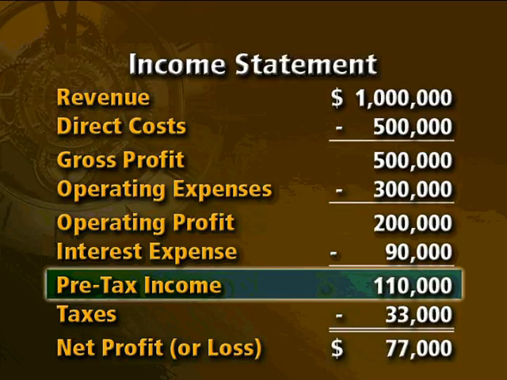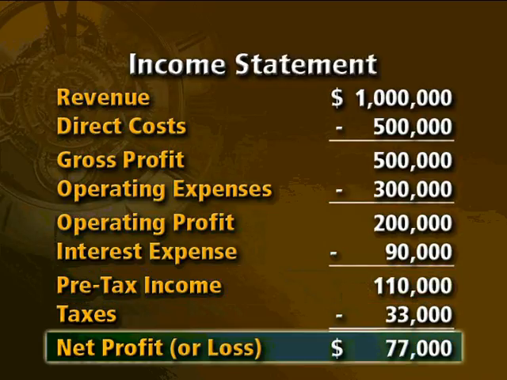$110,000. Unfortunately, when you are successful and profitable, you must pay taxes. Since she has $110,000 of pre-tax income, assuming a 30% tax rate, she would have to pay $33,000 in income taxes, leaving her with $77,000 of net income or net profit. Net income is simply operating profit less any non-operating expenses such as interest or taxes.